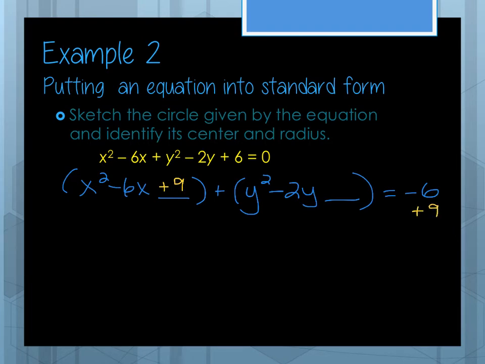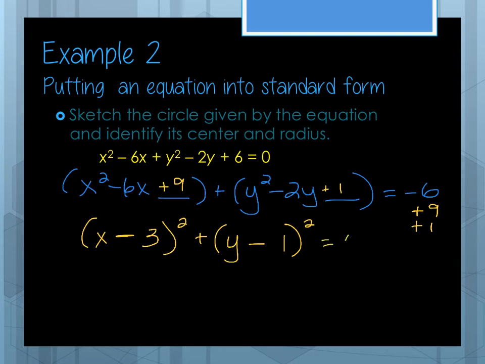And then I have to repeat the process for y. So take 2, divide it by 2, and square it, and I get 1. I'm going to add it here, and I'm going to add it here. So I've just made those into 2 perfect squares, which I then have to factor. To do so, I square root the first term, I square root the last term, take the sign from the middle, which in this case was negative, put it in the parentheses and square it. Repeat that process for the y. Square root the first term, square root the last term, take the sign from the middle, put it in the parentheses and square it. And then negative 6 plus 9 is 3 plus 1 is 4.